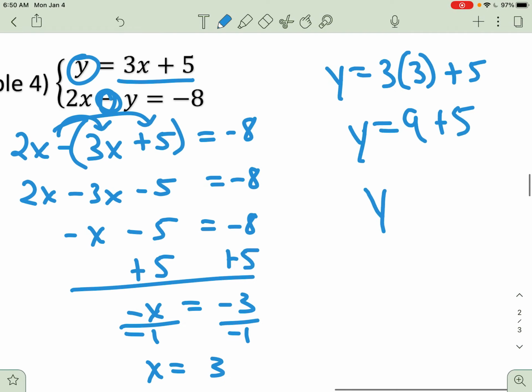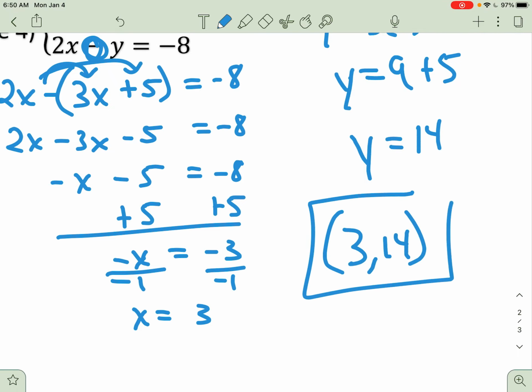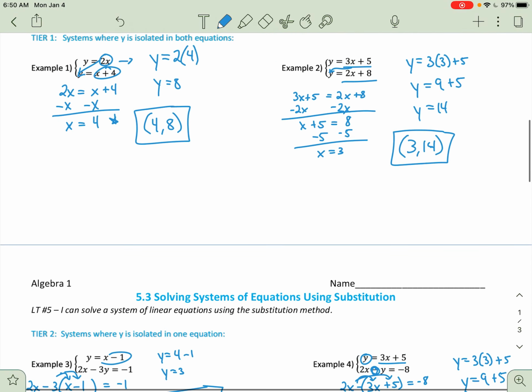Plus 5, so y is 14. Okay, so this would be 3, 14. All right.